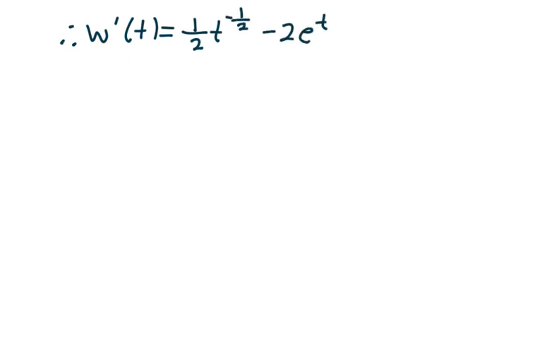So if we go to finish out this example, we have w prime of t is 1/2 t to the negative 1/2 minus 2e to the t. And if we don't like negative exponents, we're going to say w prime of t is 1 over 2t to the 1/2 minus 2e to the t.